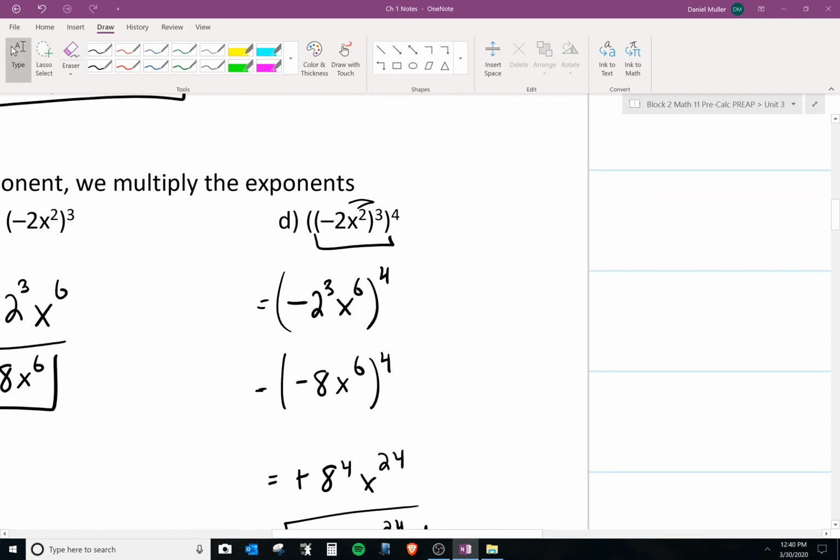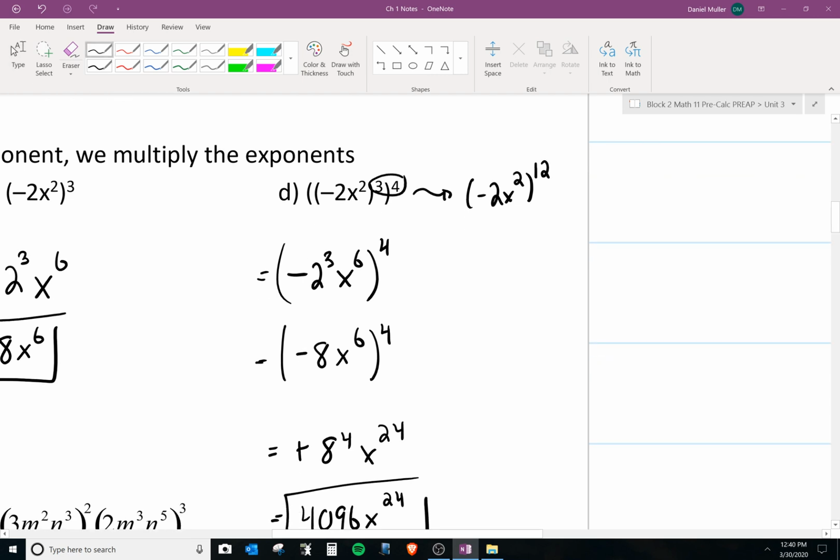You actually could have done this a different way too if we wanted to. I won't do it all, but we'll have negative 2x squared. And you'll put those together first, which is going to be 3 to the power 3 and another power of 4, which multiplied to be 12. And then you can distribute the 12 in.